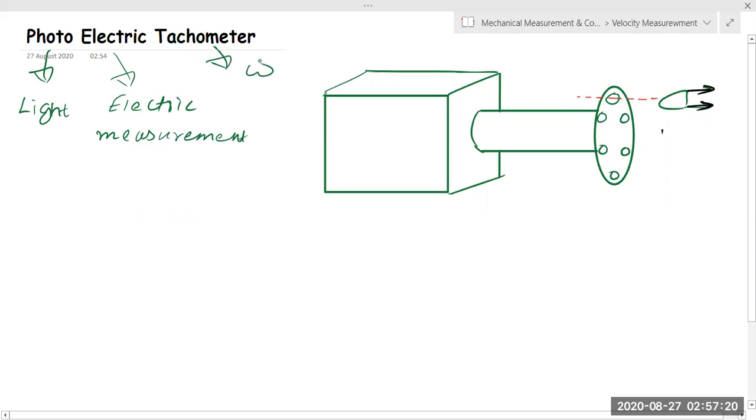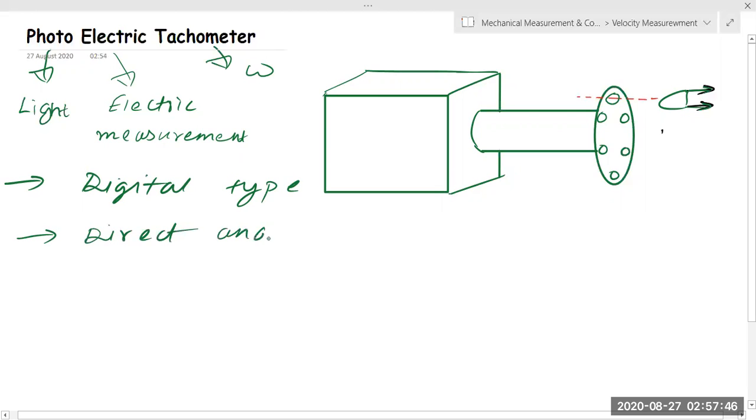So when you are going to measure the angular velocity by using some electrical means, and with the help of a light, then that kind of tachometer is called a photoelectric tachometer. One more thing that I would like to add is that it is digital type. Digital type means you don't have to work on conversion from analog to digital. Okay, simple.